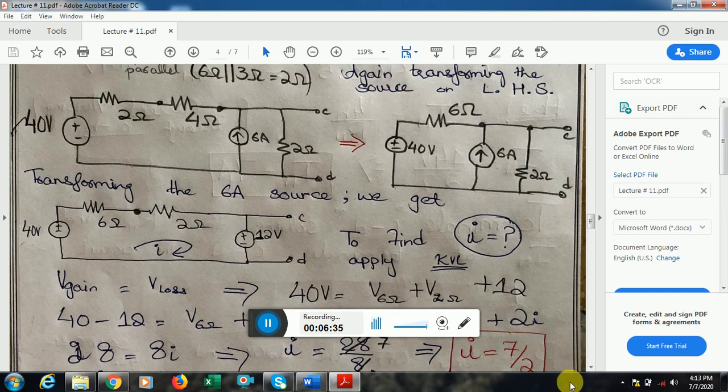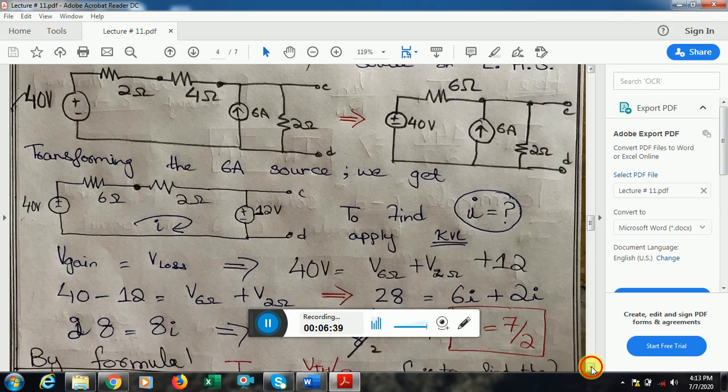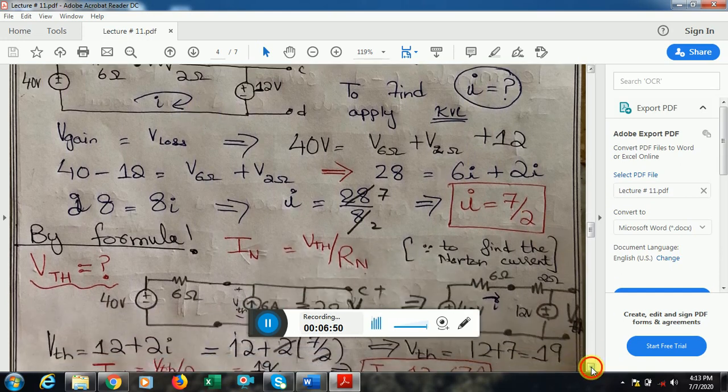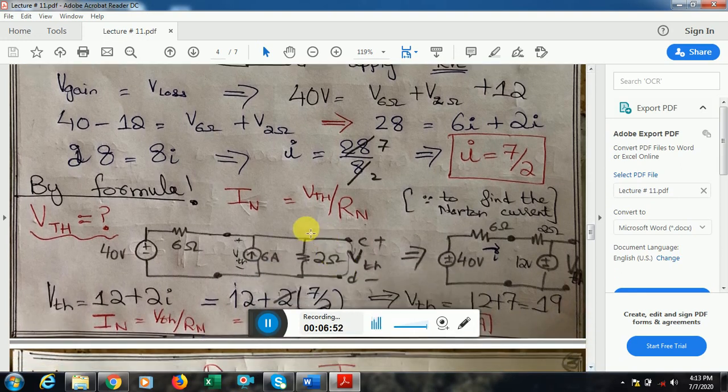I find the current through this loop, just as simple as we did in the previous part. After finding the current through this loop by using KVL, I get to know that I is equal to 7 by 2. Every single step has been done for you. IN is by formula V Thevenin over RN. This means I have to find V Thevenin.